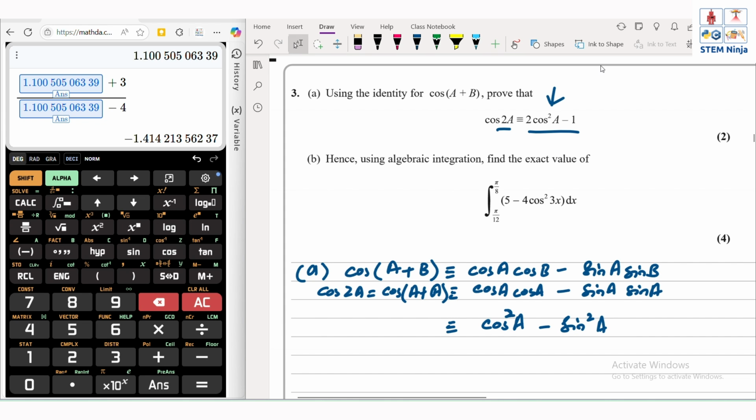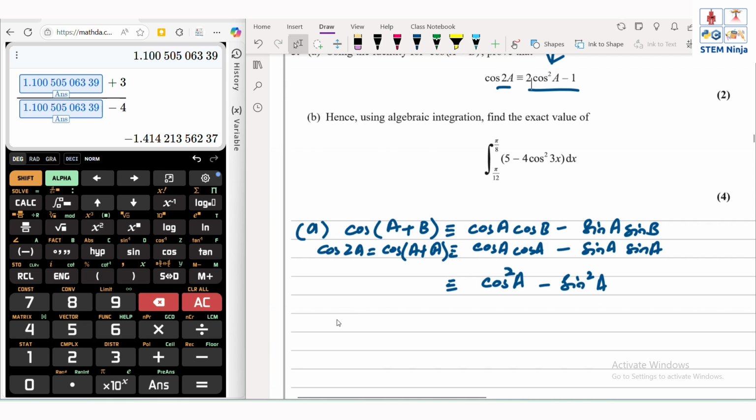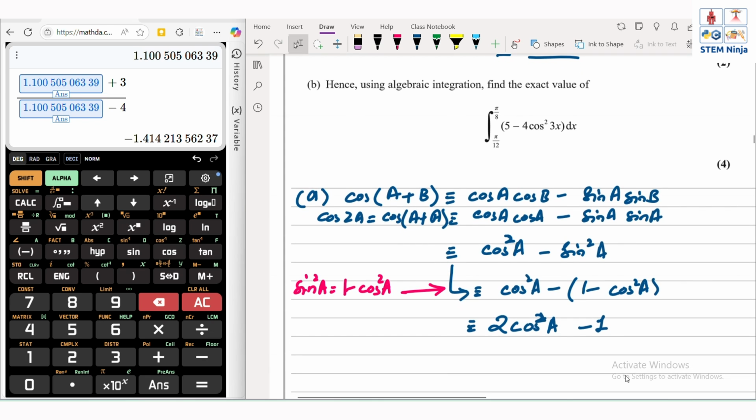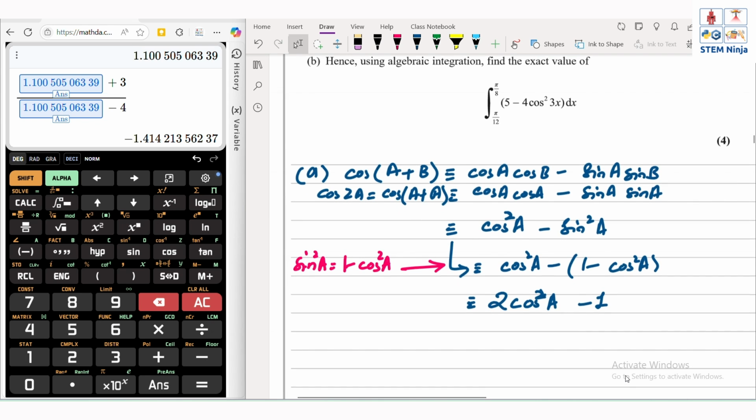Over here, there is no sine, so we need to substitute for the sine. We know that sine squared A is going to be 1 minus cos squared A. So we substitute this over here, continued. So cos squared A minus 1 minus cos squared A. When you resolve the signs, you get 2 cos squared A minus 1. All right. Hence, using algebraic integration, find the exact value of this thing.